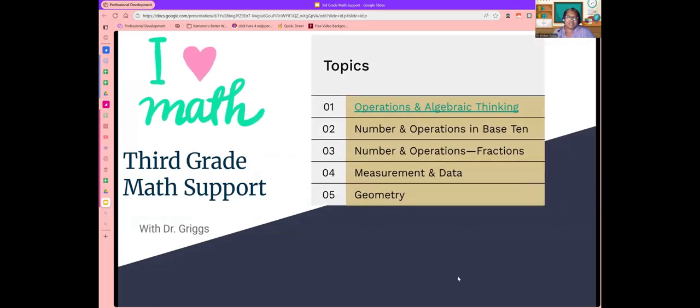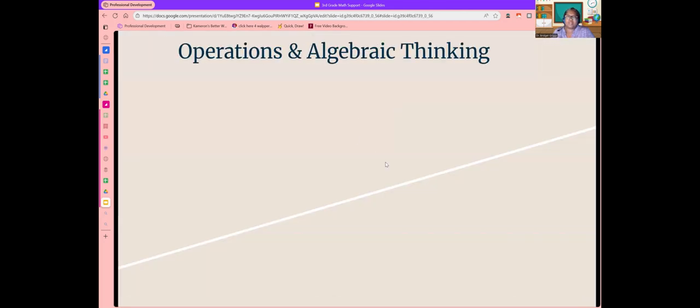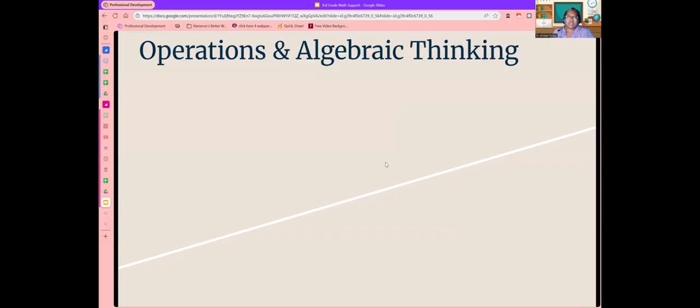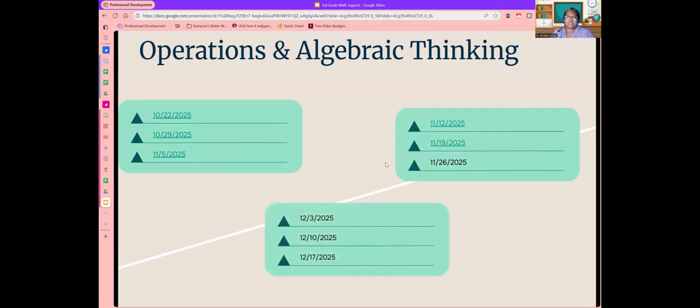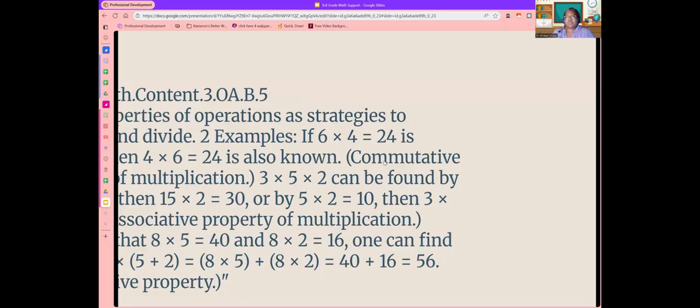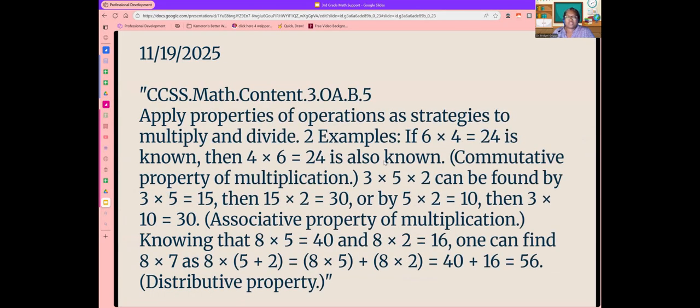These are our topics that we'll be going through over the year. Right now, we're working on operations and algebraic thinking. Under operations and algebraic thinking, we have a total of 9 objectives. And we are on the objective for today, 1119. This objective says, apply properties of operations and strategies to multiply and divide.